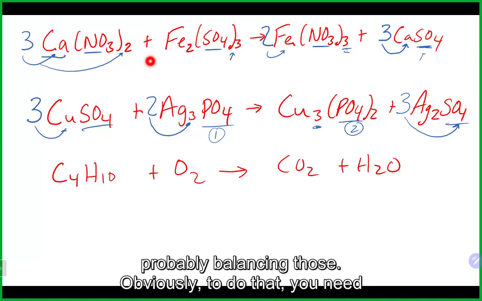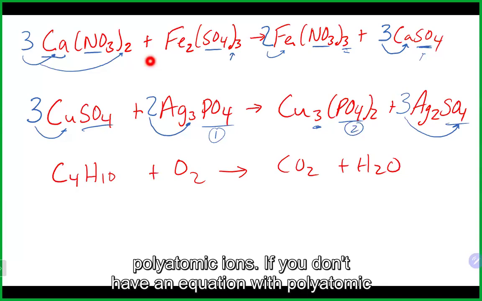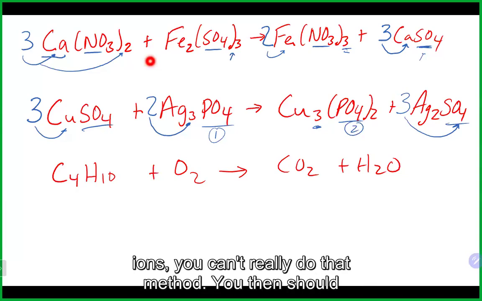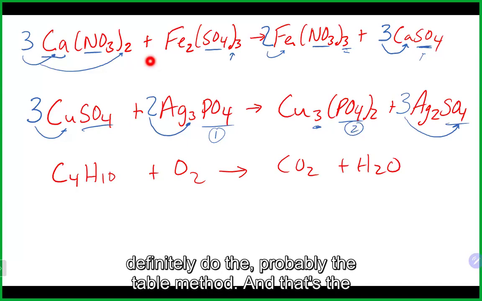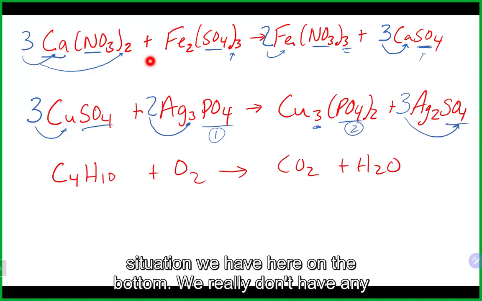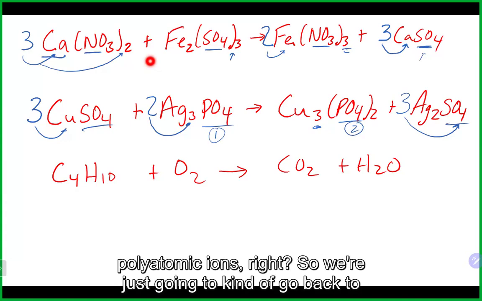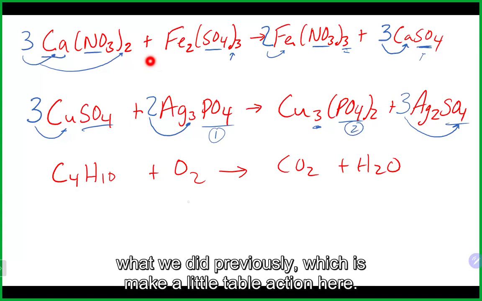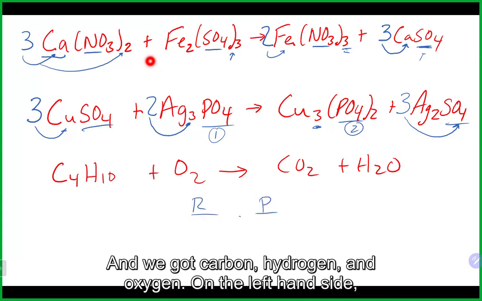Obviously, to do that, you need polyatomic ions. If you don't have an equation with polyatomic ions, you can't really do that method. You then should definitely do the table method. And that's the situation we have here on the bottom. We really don't have any polyatomic ions, right? So we're just going to go back to what we did previously, which is make a little table. And we got carbon, hydrogen, and oxygen.